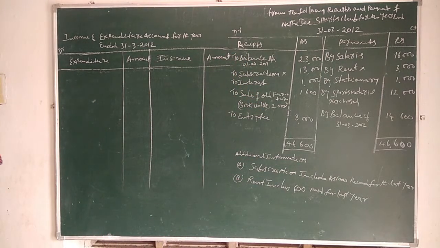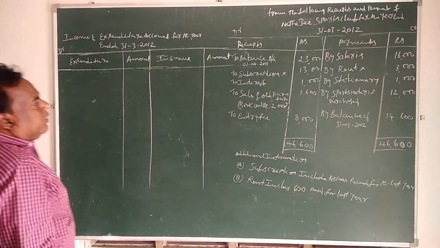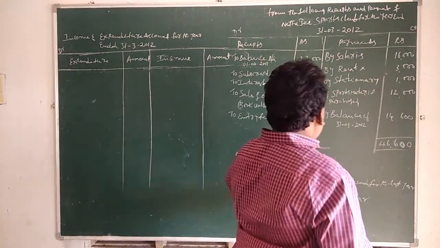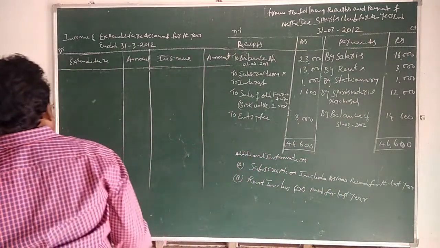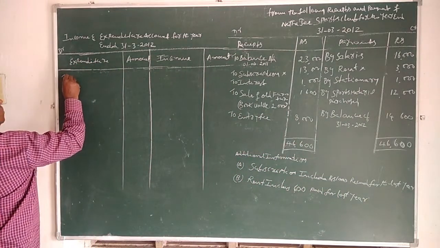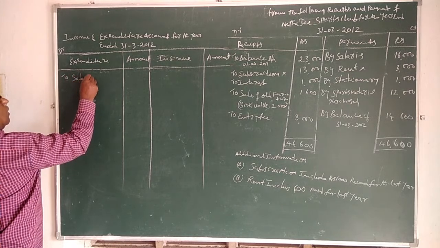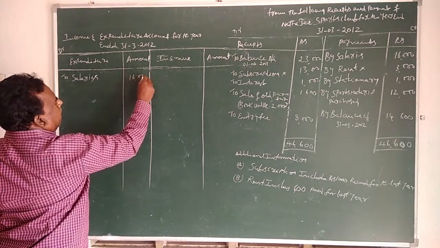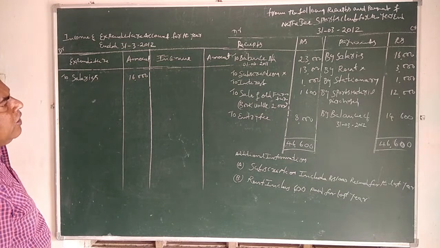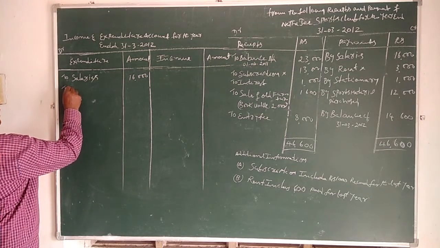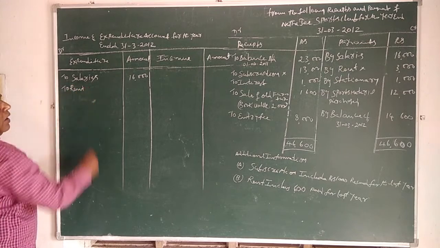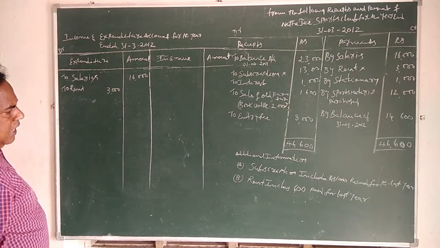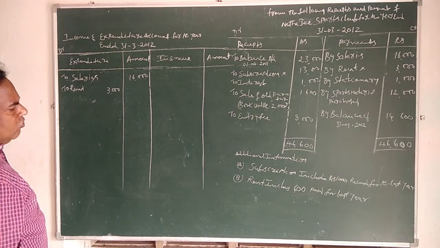So first of all, we must record expenses. The expenses are residing in the receipts and payments account. These are the expenses: to salaries 16,000. Next, rent. To rent, an adjustment is there. Rent 3,000, minus last year. Rent includes 600 paid for last year.